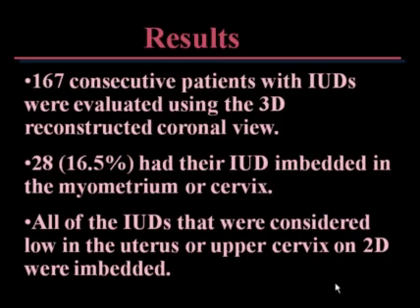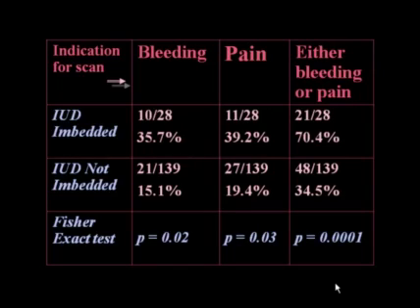So we actually did a study looking at consecutive patients who had IUDs in place, and it turns out that 16.5% of those patients had IUDs that were embedded in the myometrium or cervix. And all of the ones that were low in the uterus were embedded. If you compare the IUDs that were embedded to those that were not embedded, the patients came in 70% of the time for either pain or bleeding when the IUD was embedded, compared to only 34% of the time when the IUD was not embedded.